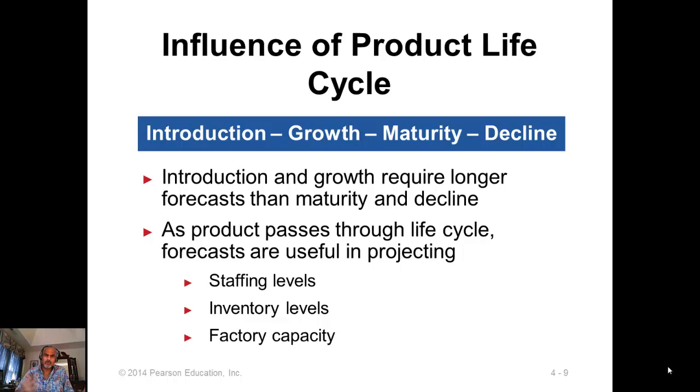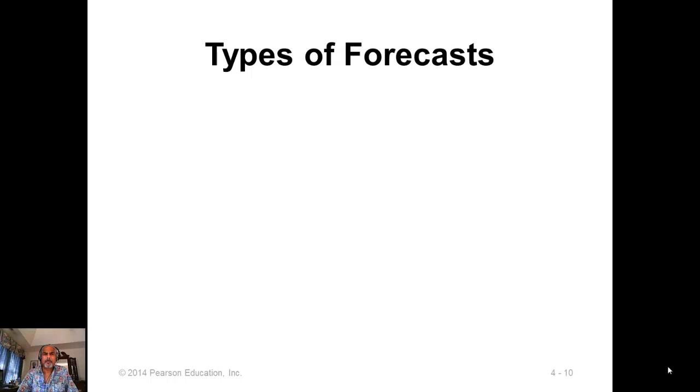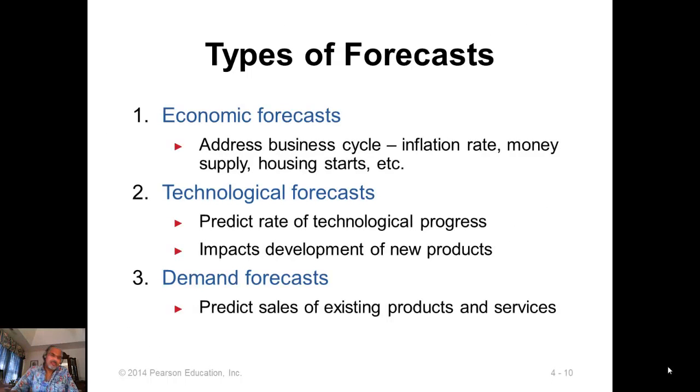Now product life cycle also will have an impact, so you have to take that into account. So during introduction and growth phase, there may be upward trends in demand. In maturity phase, there's going to be pretty level kind of demand, and in decline phase, there will be a declining nature of demand.